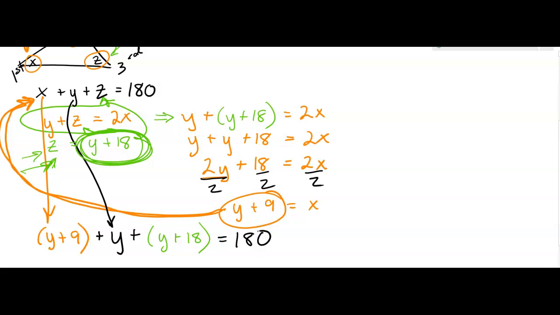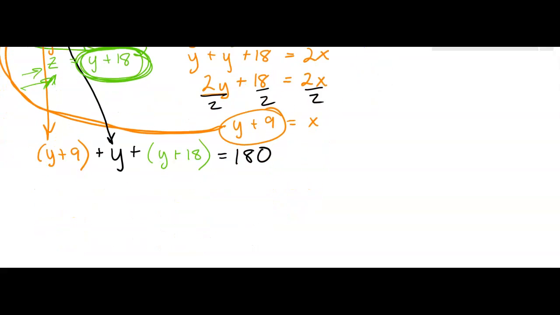Now I have an equation that only has one variable. It's all in terms of y, not any x's, not any z's. So that's the goal here, is to try to get an equation that we can solve. This equation we can now solve. All right, so let's do that. I don't really need these parentheses. I was just trying to show you where everything was coming from.